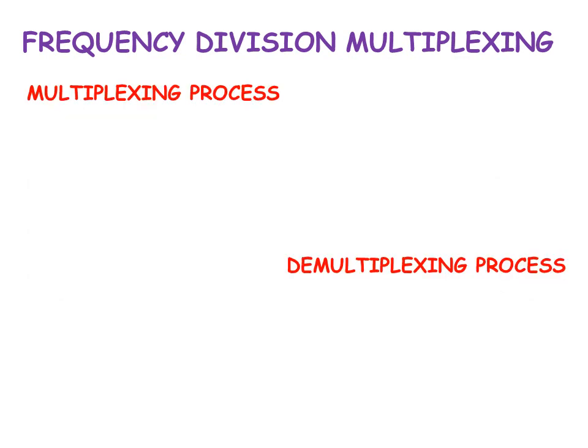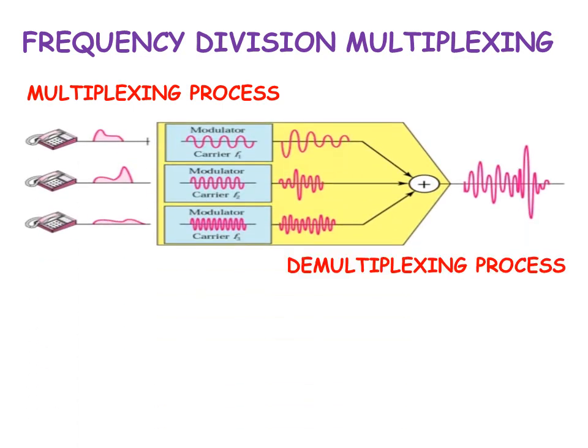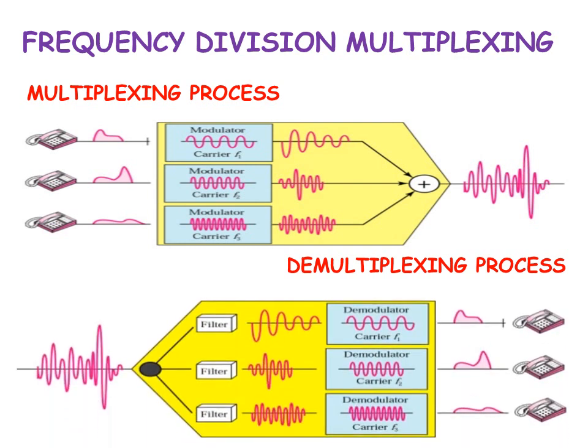Here we are going to study the processes of multiplexing as well as demultiplexing. In multiplexing, many inputs are combined together to produce one output, so one transmission is possible at a time. And in demultiplexing, one signal is filtered and sent out as three different values again.